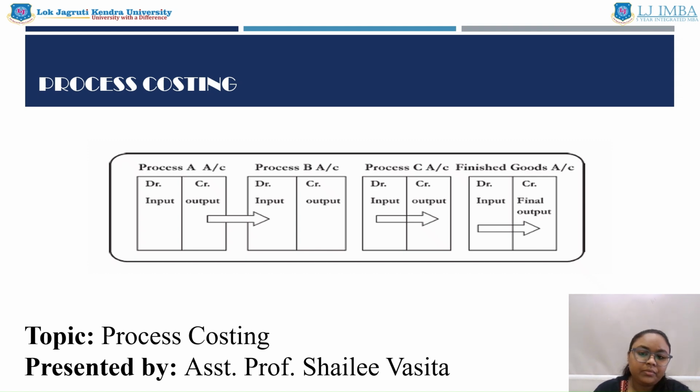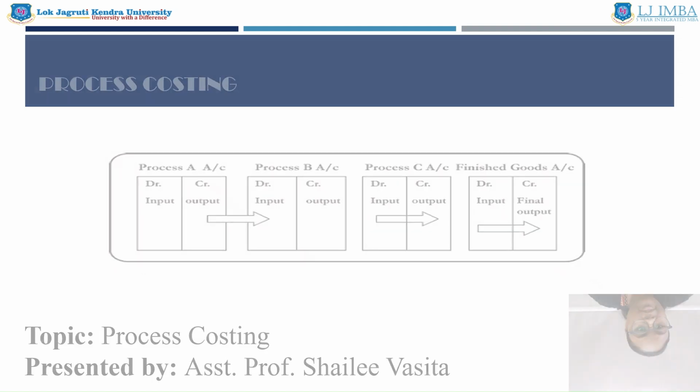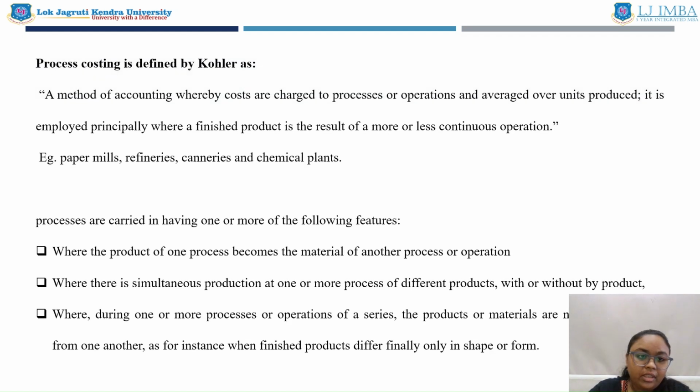Further, let's have the definition given by Kohler: the method of accounting whereby costs are charged through processes or operations and are averaged over the units produced. It is employed principally where finished products are a result of more or less a continuous operation.